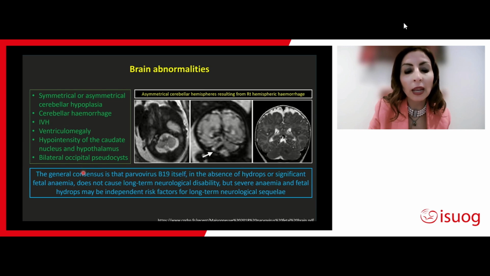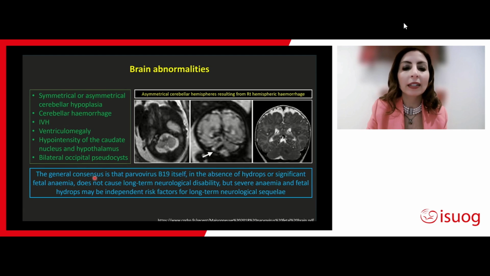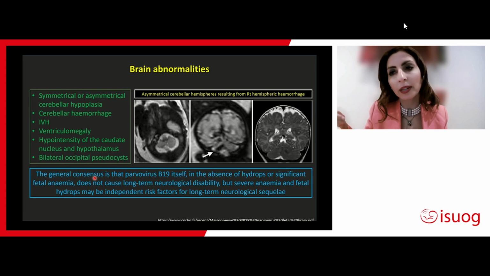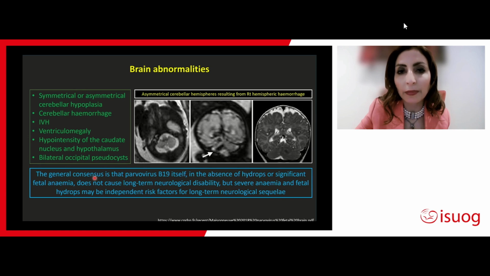So does parvovirus actually cause brain abnormalities? Is it teratogenic? The consensus is that it's not the virus itself that causes the brain abnormalities, and it is not necessarily teratogenic. Rather, if the fetus has severe anemia and fetal hydrops, these are independent risk factors for long-term neurological sequelae, and because the baby has anemia and thrombocytopenia, that can result in bleeding in the brain.